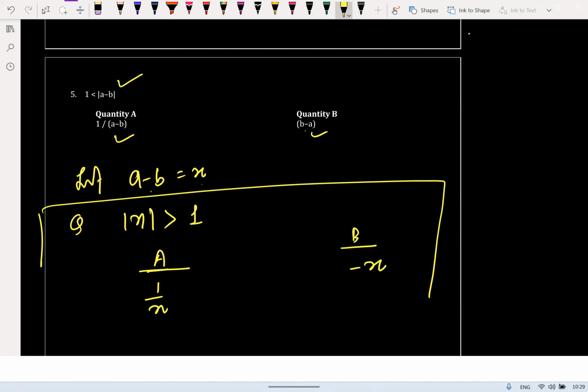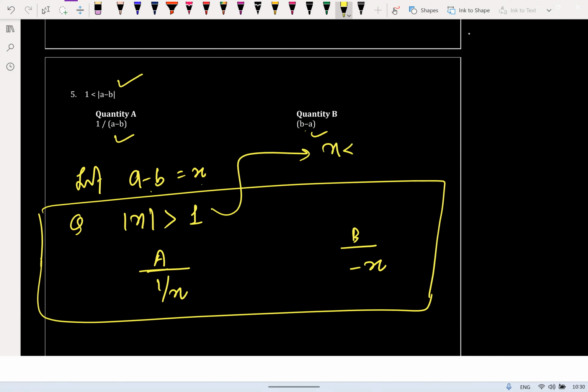Now you can check the question from here. Now understanding would be much better. Now you check the process. Now it will be very simple. So mod X greater than 1 means what, Alexa? X can be less than negative 1, X can be greater than positive 1, right? Mod of A minus B greater than 1 means X. Agreed.